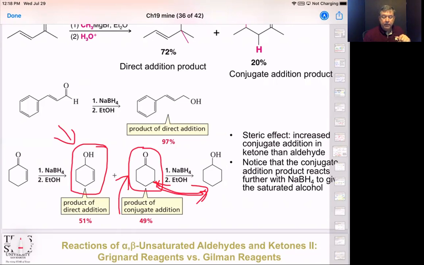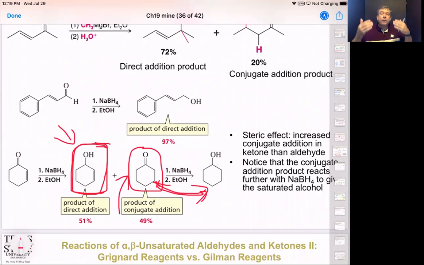So, this product, the alkene here, does not react to the sodium borohydride because it's not activated to that addition anymore. Okay, so we've demonstrated our compare and contrast between the sterics, how it changes direct addition versus conjugate addition. So aldehydes are more likely to do a direct addition. Ketones are more likely to maybe do a mixture of the two.